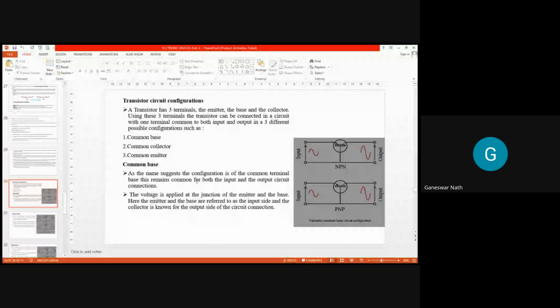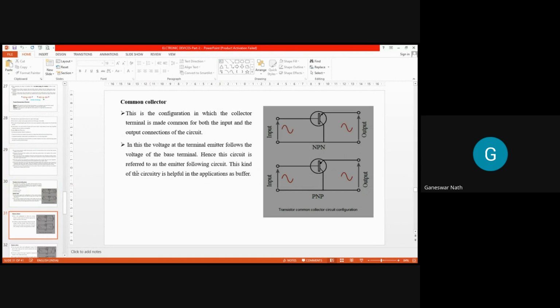As the name suggests, in the common base configuration the base terminal remains common for both the input and the output circuit. The voltage is applied at the junction of the emitter and the base. Here the emitter and the base are referred to as the input side, and the collector is known as the output side of the circuit connection. Similarly, in common collector, this is the emitter, this is the base, and this is the collector. The collector is common to both the input and the output.